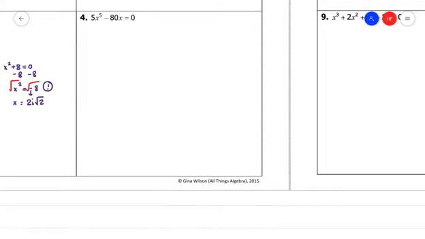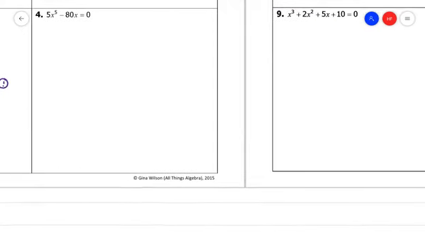Number 4, 5x to the 5th power minus 80x equals 0. So we know they are both on the same side. They equal 0. We're good. So we're just going to start factoring. I'm going to take out a GCF. I can divide both of them by 5x. Leaves me x to the 4th minus 16.